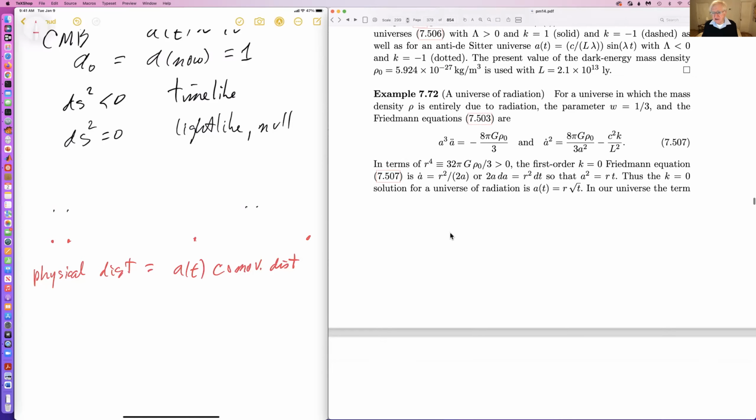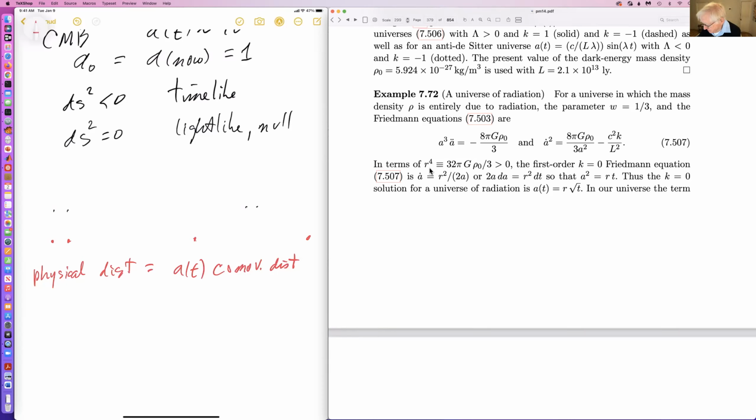A universe of radiation, then you have w equals a third. The Friedmann equations look like this. You can set R to the fourth equal to this. I'm just defining R to the fourth to be that. Then the k equals 0 Friedmann equation, this one here, becomes a dot is R squared over 2. I don't know why I used R. That was a stupid use.